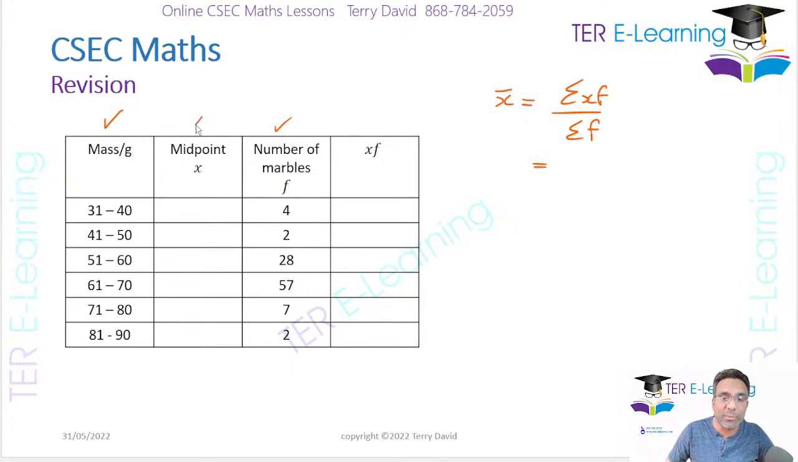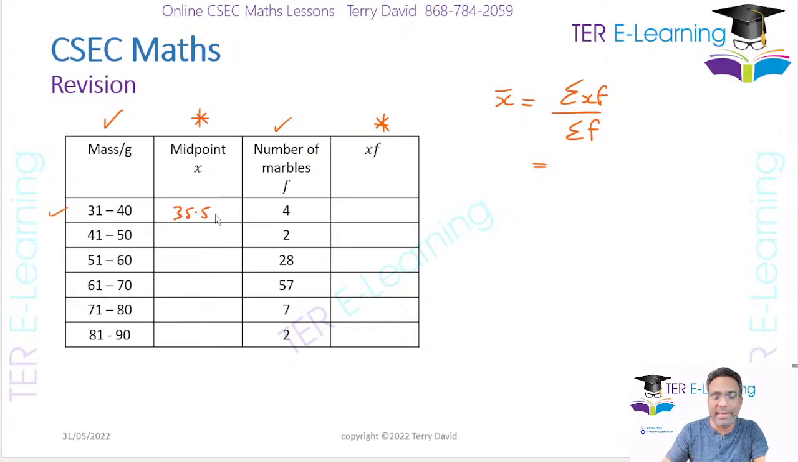To do that, we need two columns that we need to insert in order for us to calculate the mean. The first one is my midpoint. So for each one of these intervals, we need to work out the midpoint. So 31 plus 40 divided by 2, I'm going to get 35.5.